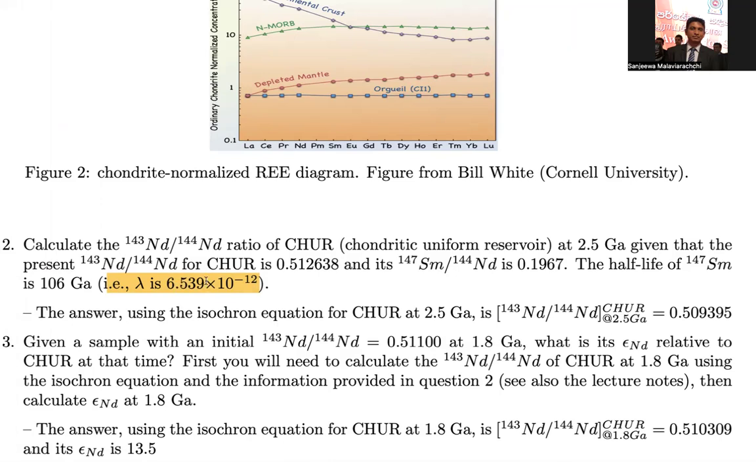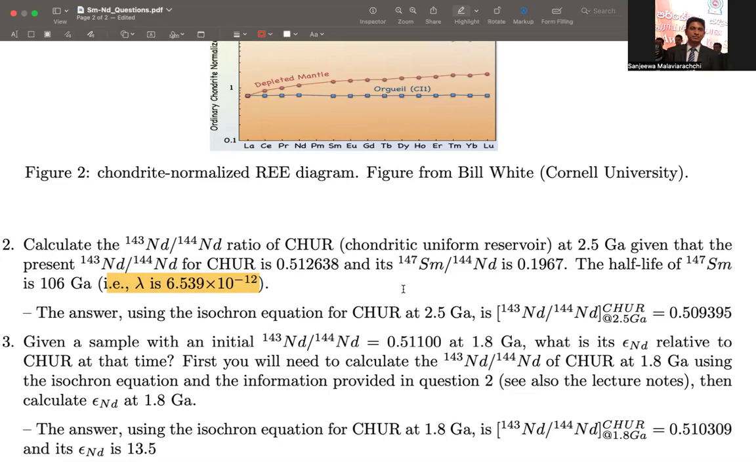From the half-life you can calculate the lambda. But you don't need to calculate lambda in this case, because you are given the lambda value also. Otherwise you should calculate lambda using ln2 divided by the half-life. Okay, please try this question now quickly.